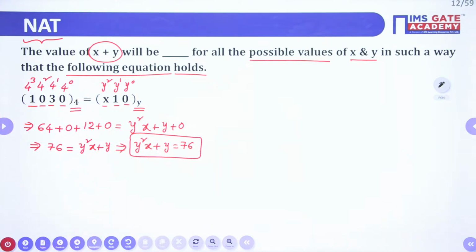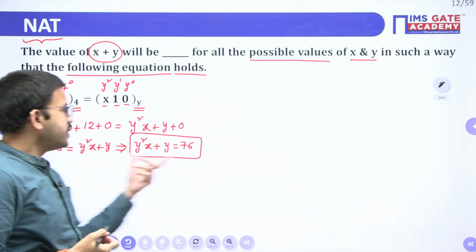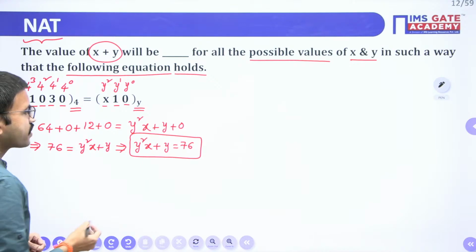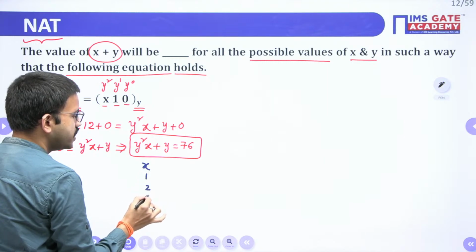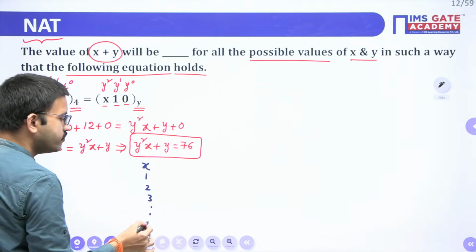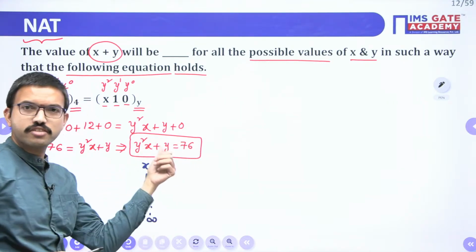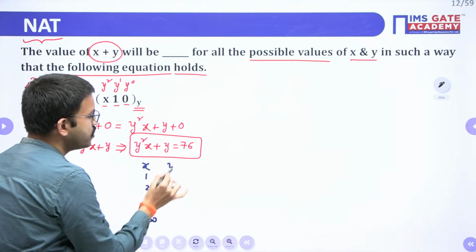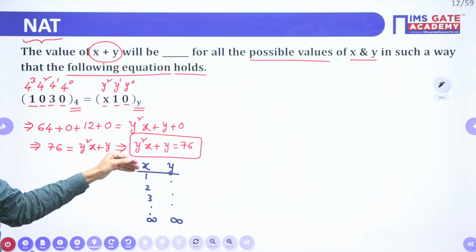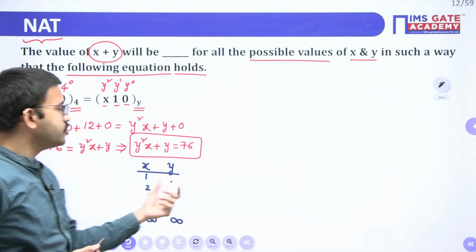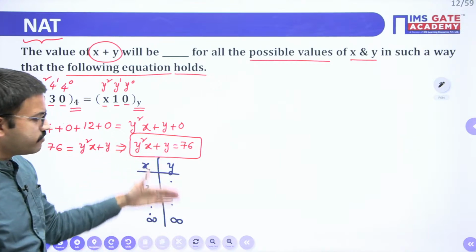You are getting one equation like this. Yes, very good, Sandeep. Say for example, if you are considering x value like 1, 2, 3 and so on, up to infinity, then accordingly when you are substituting x value 1, y square plus y equal to 76, you can solve the quadratic equation, right? You will get the roots. So accordingly you will get y roots also up to infinity. So here you are getting x value starting from 1 up to infinity, then accordingly you will get infinite possible values regarding y.